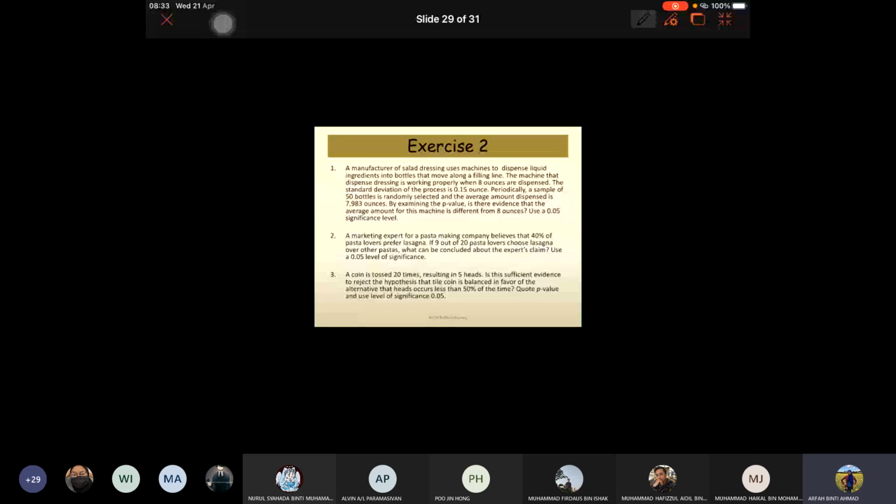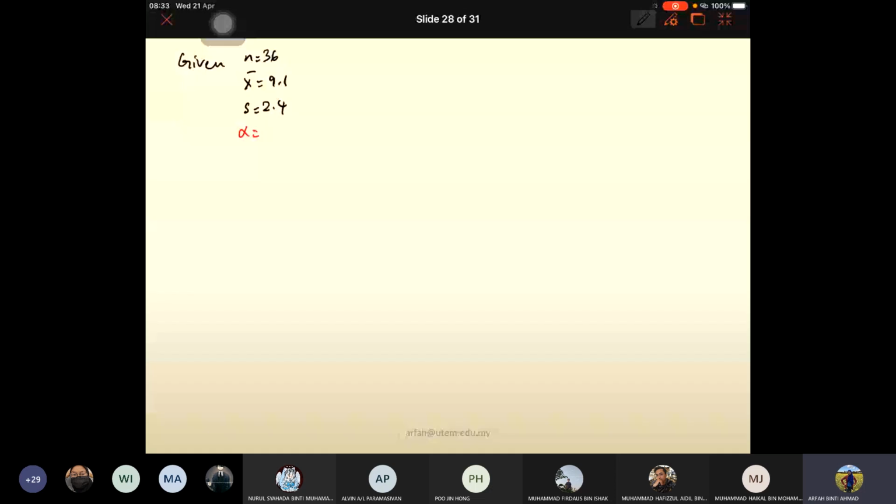So take a look at this one. N greater than 30. So is this case 1, case 2 or case 3? Case 4. Which case? Case 2. Okay. So case 2 means that it will follow the Z distribution.